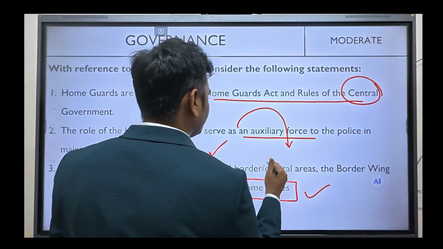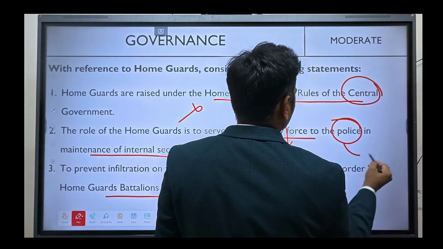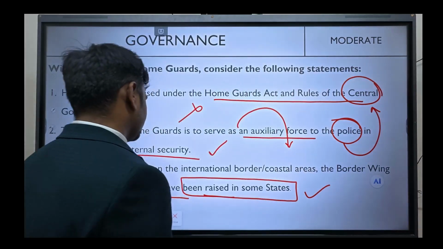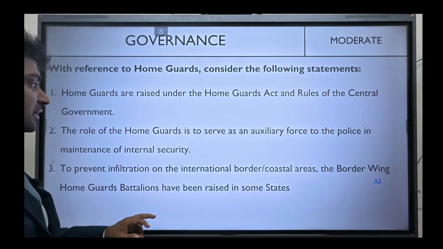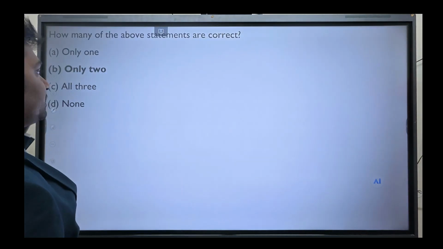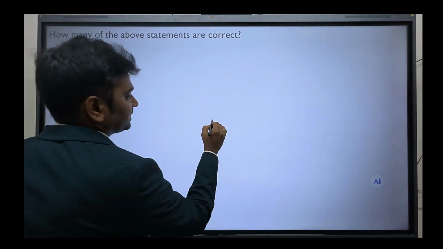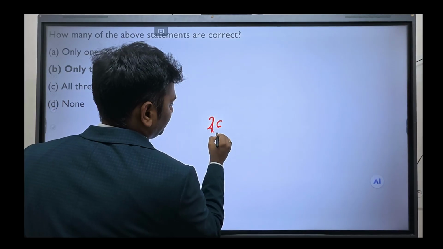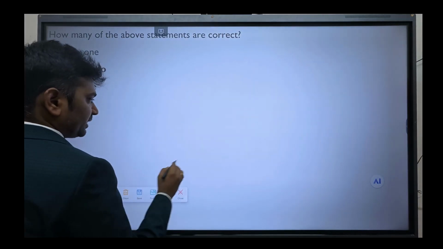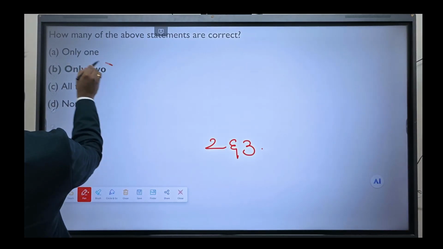If you observe carefully, the second statement itself is saying it helps the police in maintenance. Police is not a union subject, it is a state subject. So the first statement is wrong. 2 and 3 are correct statements here. What is the correct answer? 2 and 3. So only 2.